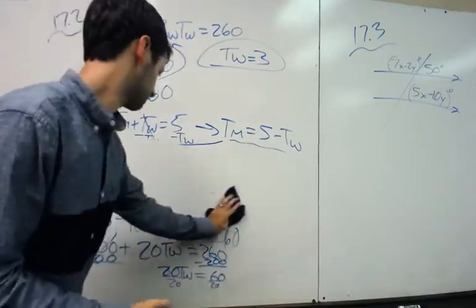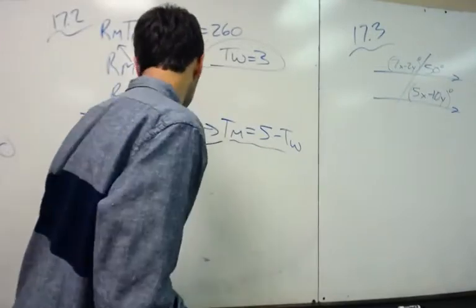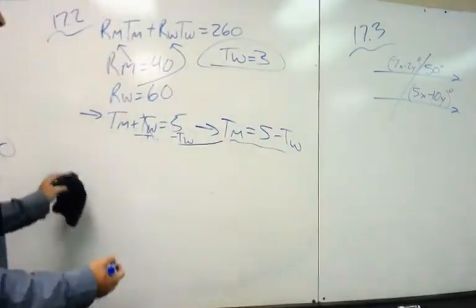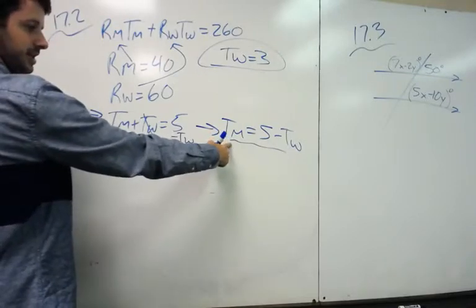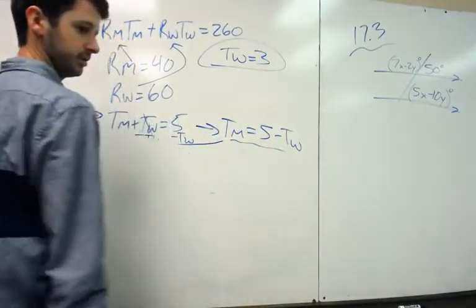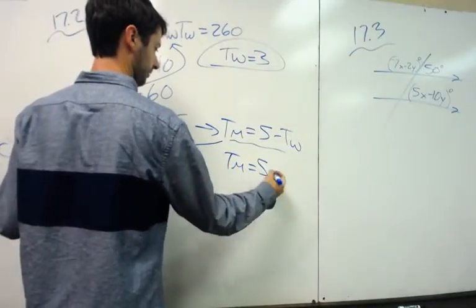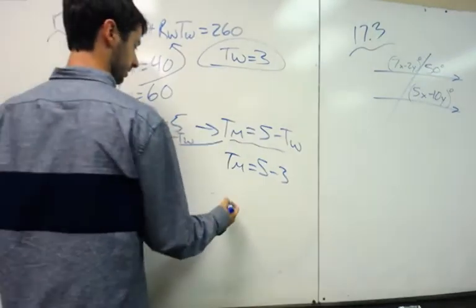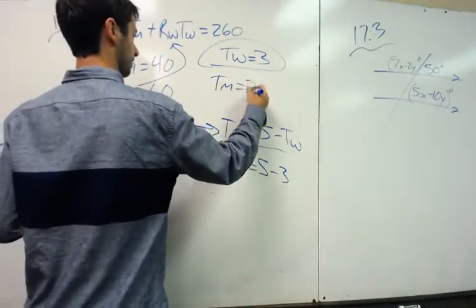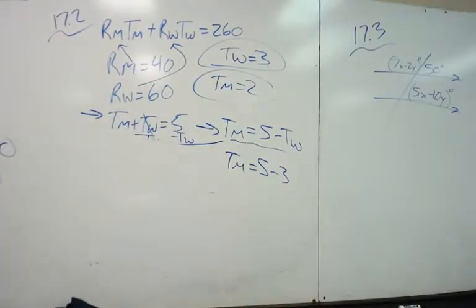So now the last one we got to solve for is TM, and that's easy because if we go back to this point, TM equals 5 minus TW. Well, then we could say TM equals 5 minus the value of TW, which is 3. So TM equals 2. And so that's a further example of subscripted variables.